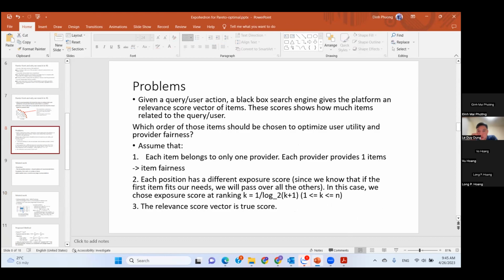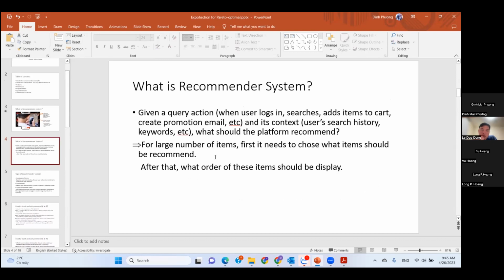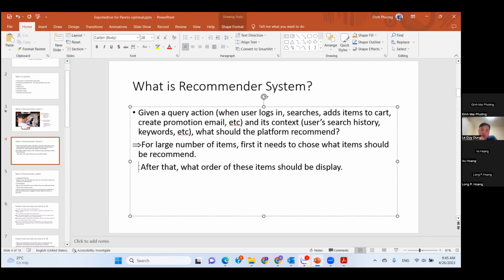The platform gives some relevance score vector. It's like the baseline recommender system trying to predict which items are relevant to the user's query, and we only care about the second phase, when we have the items to recommend, what order we should display them to the user. The first step is to decide which items should be recommended, and the second step, what we do here, is to decide the order of the items to be displayed.